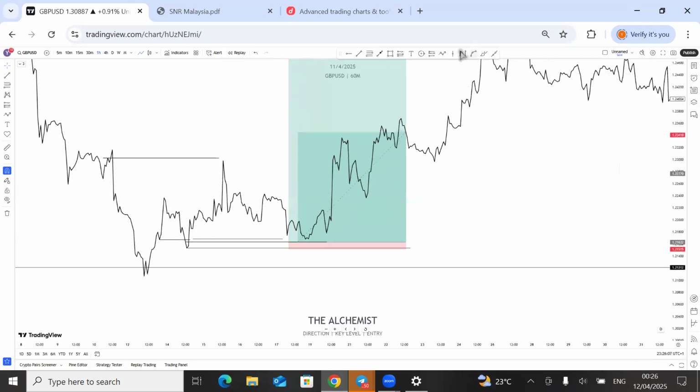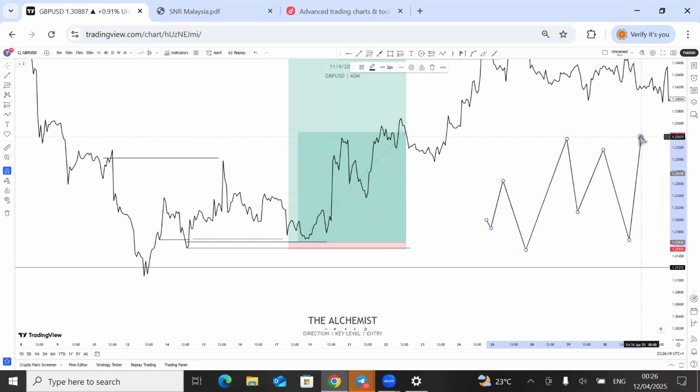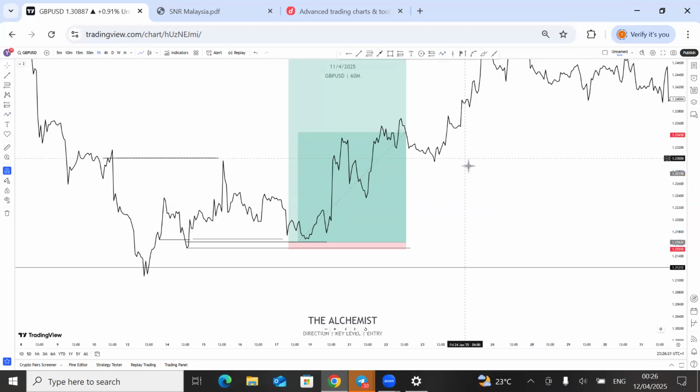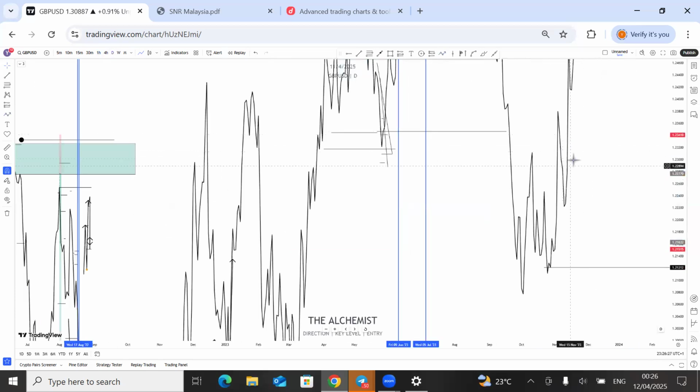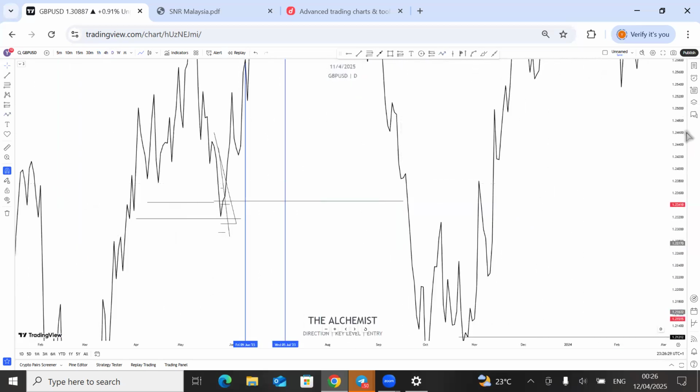I see we had this pattern, even though it looks cranky: sweep, price, break of structure, then came back. Let's say it formed liquidity here, then came back and tapped. So this was where you could take your buy, and where are you targeting? Let's go higher.